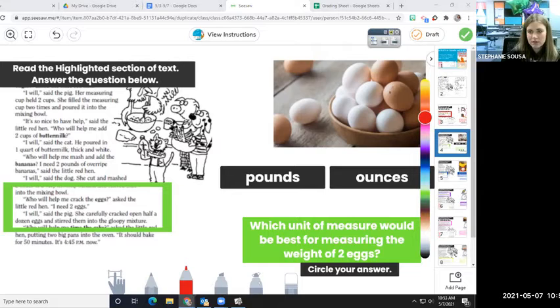Okay, very quick discussion, maybe a minute. What's the difference between a pound and an ounce? See if you agree with your partner.